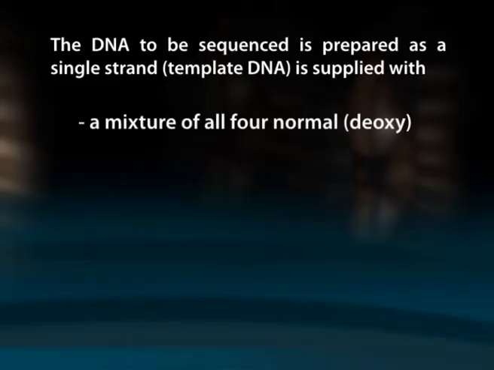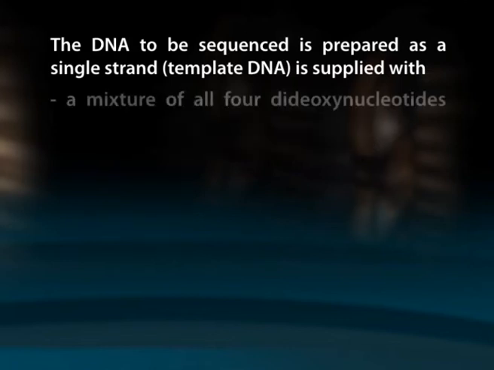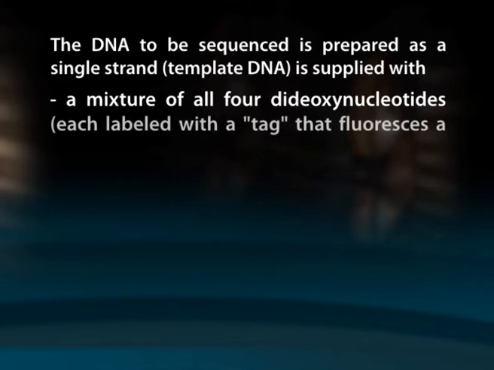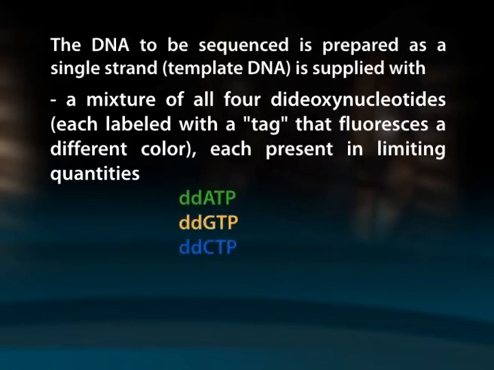The DNA to be sequenced is prepared as a single strand or template. DNA is supplied with a mixture of all 4 normal deoxynucleotides in ample quantities. They are dATP, dGTP, dCTP, dTTP. A mixture of all 4 dideoxynucleotides, each labeled with a tag that fluoresces a different color, each present in limiting quantities: ddATP, ddGTP, ddCTP, ddTTP, and DNA polymerase 1.